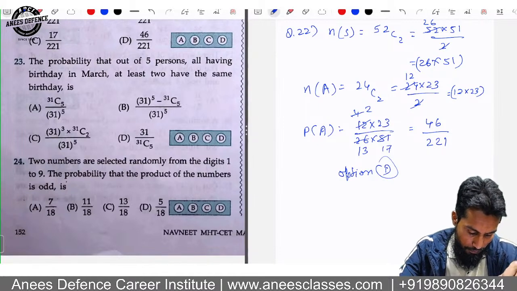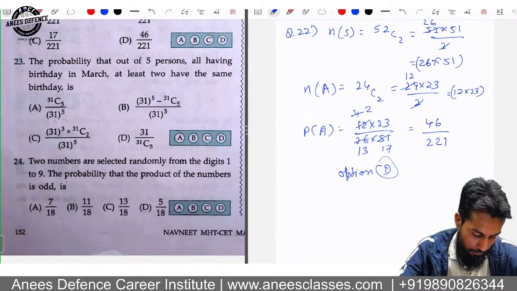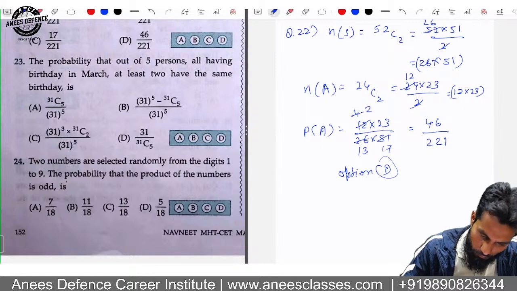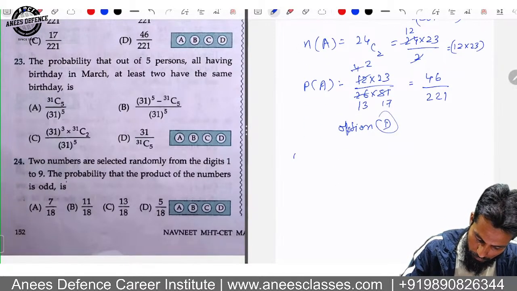Can it be? Out of 5 persons, 2 having same birthday, 3 having 4. So instead of like that only you have to solve. So see question number 23 now.